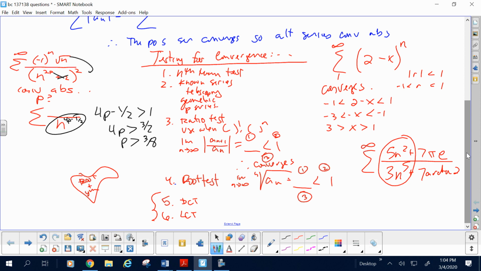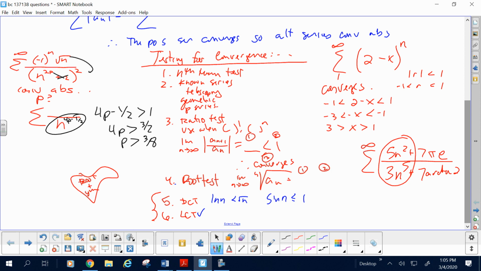Limit comparison test is what I want to see probably tomorrow. It's the most useful. Direct comparison test is useful in a couple cases specifically, like when you have natural log and you use it compared to the square root. That's a direct comparison test case. Also, when you have sine or cosine, you might use that idea. That also goes well with direct comparison test. Otherwise, I think your first thought should be limit comparison test.